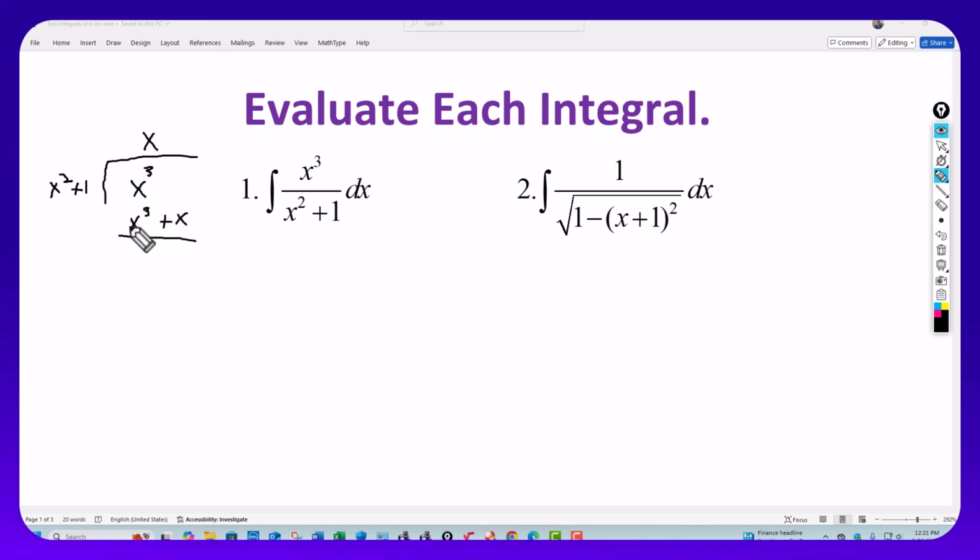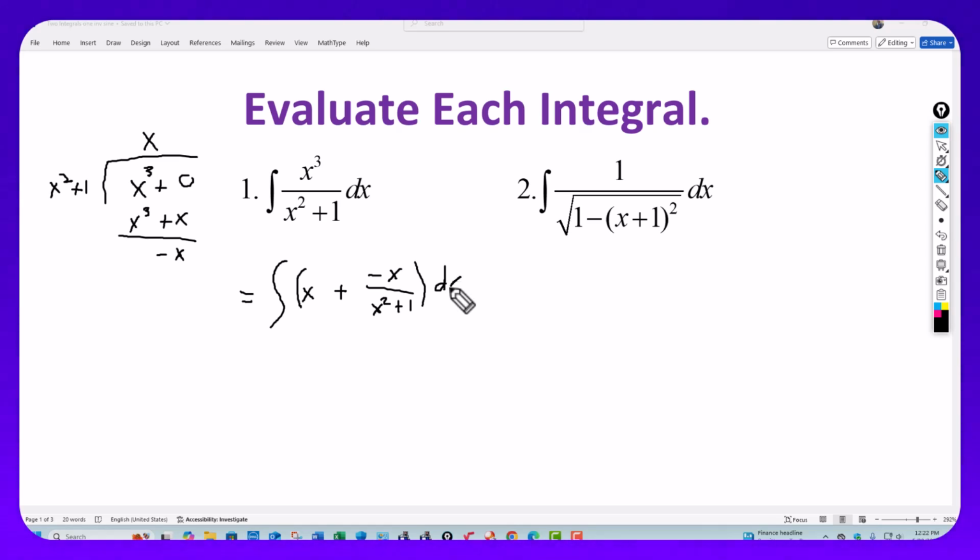X cubed subtract x cubed cancels, and here we're actually subtracting from 0. 0 subtract x is a minus x. The degree of the remainder is less than the degree of the divisor. So we can stop right there and rewrite the integrand. This then would be the integral, the quotient is x, and the remainder is minus x, so this will be minus x over the divisor, x squared plus 1, dx.